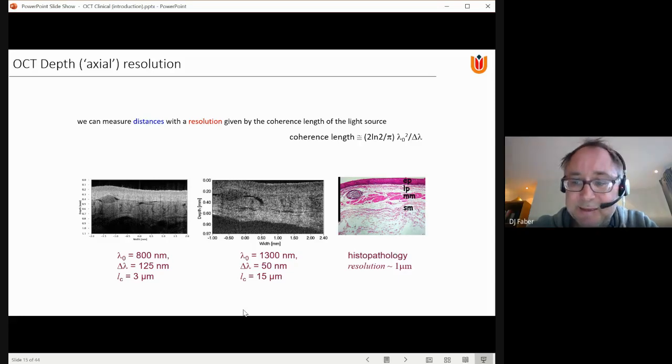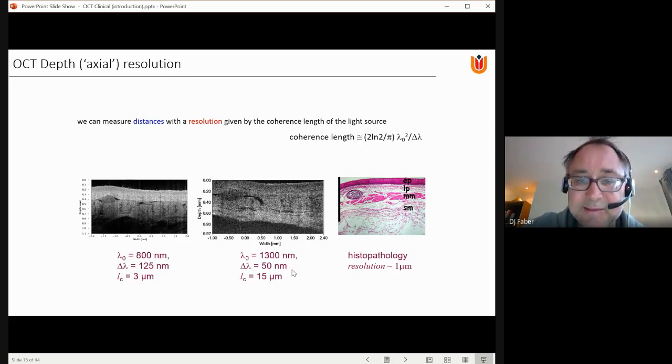The left-hand image was taken with an OCT system with a center wavelength of 800 nanometers and a bandwidth of 125 nanometers. If you fill these numbers in the formula over here, you will see that the coherence length is 3 micrometers, which means that we can resolve positions in this image in depth with an accuracy of 3 micrometers, so it looks kind of sharp.